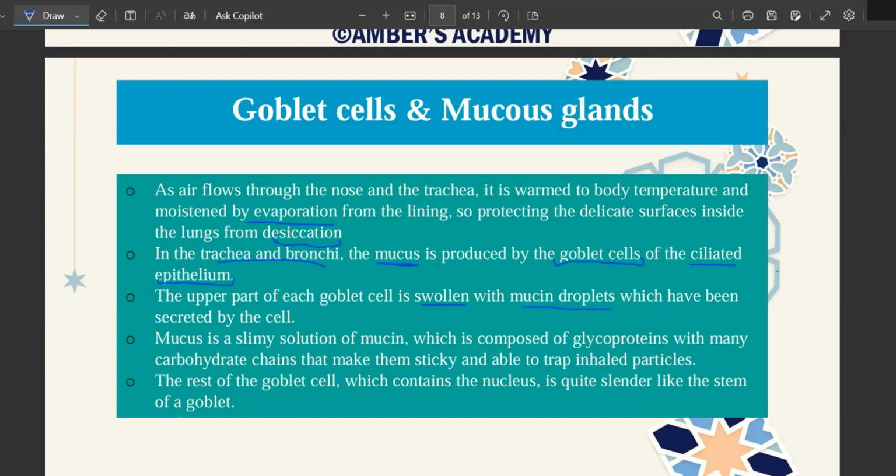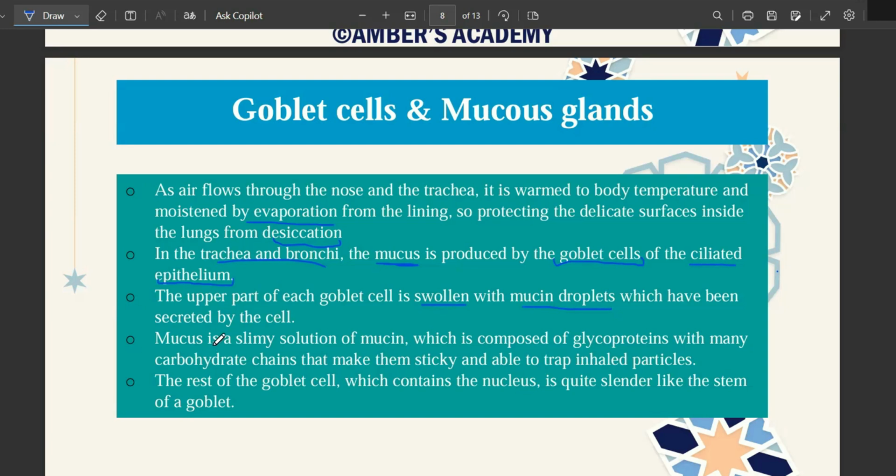Okay. So far, are we good? Yes. Okay. So the upper part of each goblet cell is swollen. It appears in a swollen manner and it has mucin droplets which have been secreted by the ciliated epithelium.